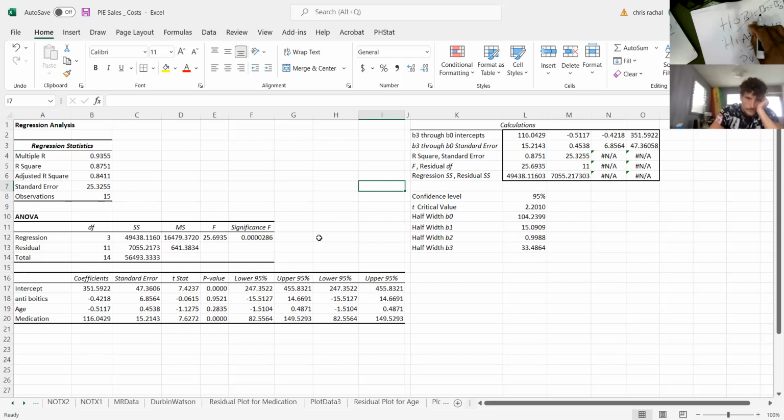Where the ANOVA said, like, when you reject the null, it says one of them's different. That's exactly what this is doing, because this is an ANOVA. That's why we see ANOVA written there.